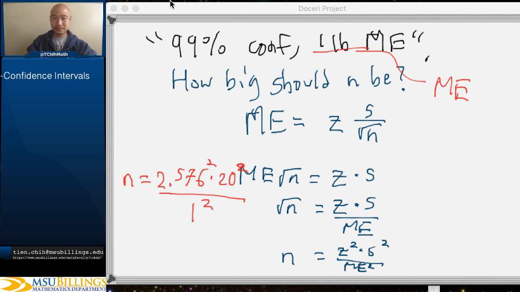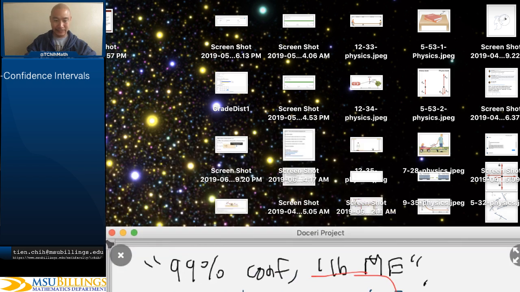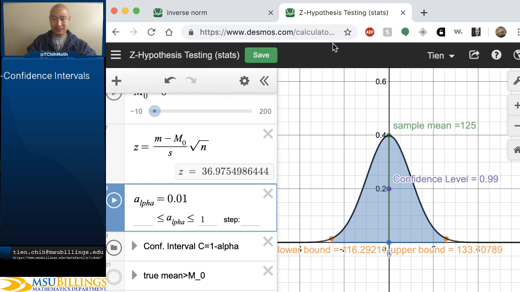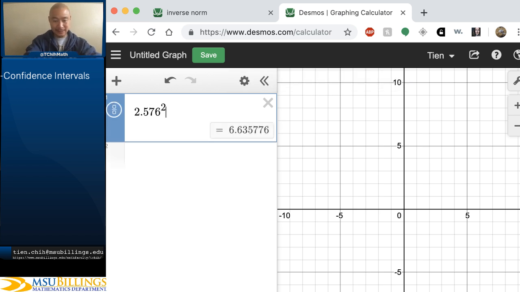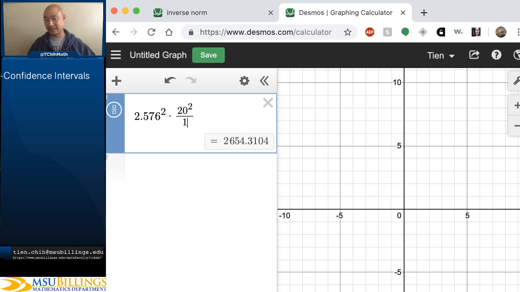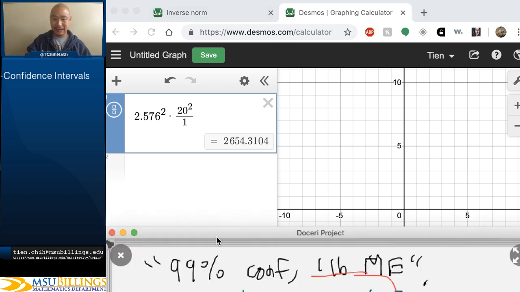And so I could go ahead, let me just boot up a new blank graph. 2.576 squared times 20 squared, and this is redundant, but let's divide all by 1, which doesn't change anything. 2,654.3, which of course is not a realistic answer because I'm not going to go out and measure 0.3 of an elephant, right? So the actual n I would use is 2,655 elephants.